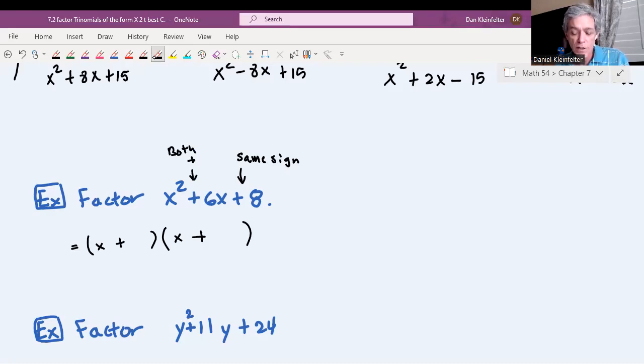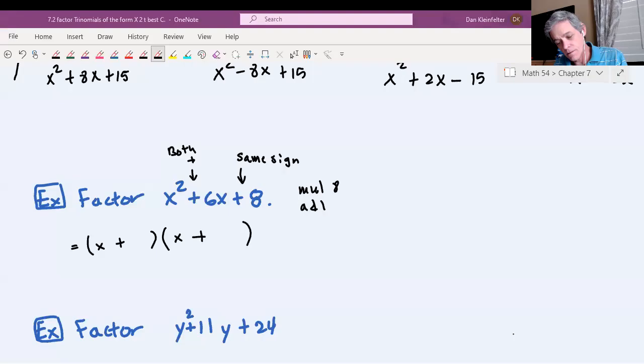Okay, and now we need... all right, sorry about that. Zoom crashed on me again.